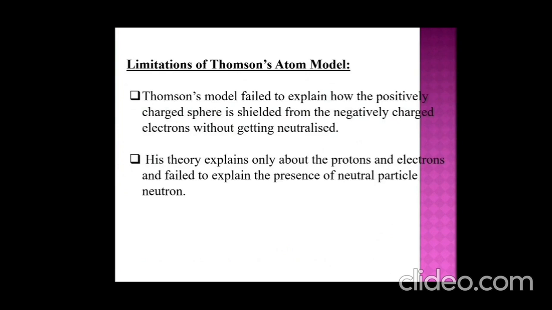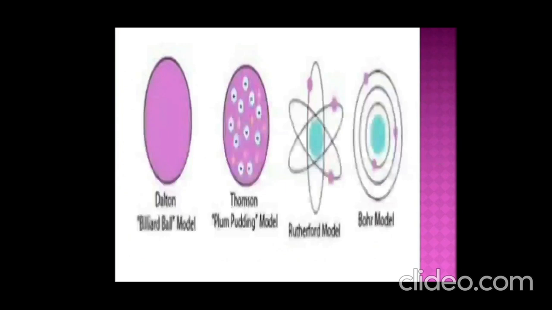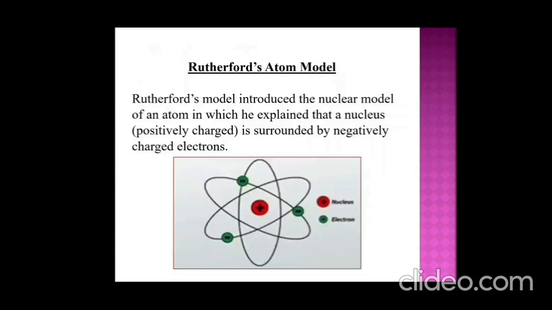So, we have seen John Dalton's atomic model, also called the billiard ball model. After that, J.J. Thomson's atom model, called the plum pudding model or watermelon model, where the protons are positively charged particles and the electrons, or negatively charged particles, are spread over the sphere.